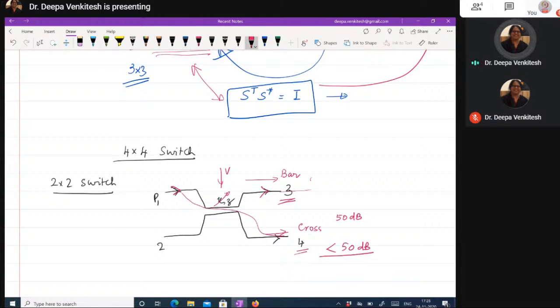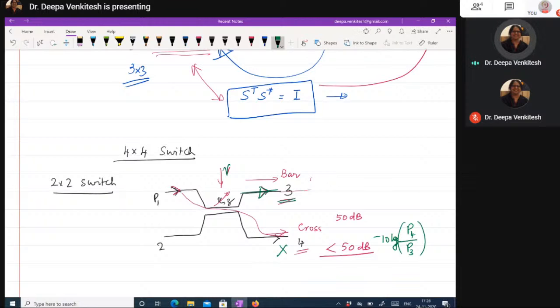That's a crosstalk suppression, because in a switch, whenever the power is appearing in, let's say, port 3, you don't want any power in port 4. Let's say you applied a voltage so that the power appeared in port 3. You do not want the power to appear in port 4. And the crosstalk is defined as minus 10 log of power in port 4 divided by power in port 3. And that is 50 dB, which means that the ratio of the two powers is less than 10 power minus 5.